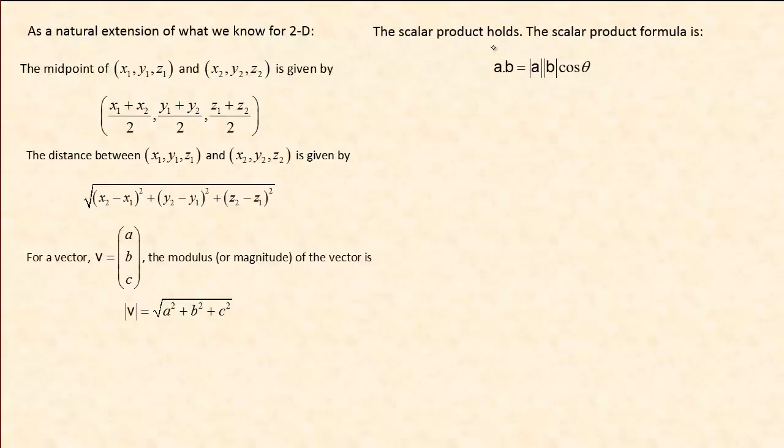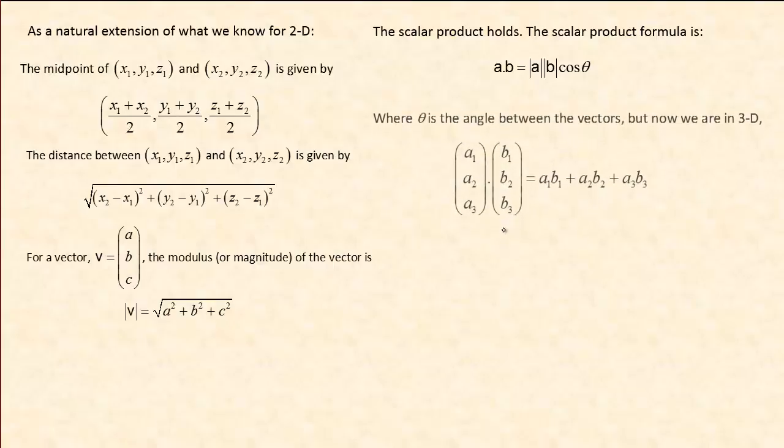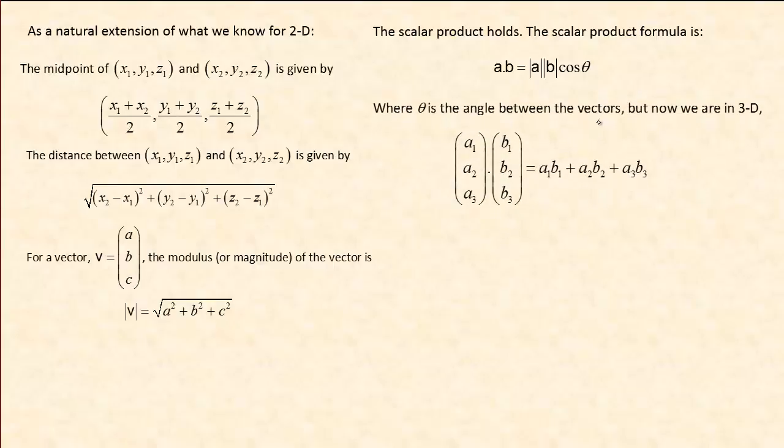The scalar product holds. The scalar product formula, as before, is a dot b is mod a mod b cos theta, where theta is the angle between the two vectors. Now we're in 3D, so if we do (a1, a2, a3) dot (b1, b2, b3), then we get a1 times b1, a2 times b2, and a3 times b3.